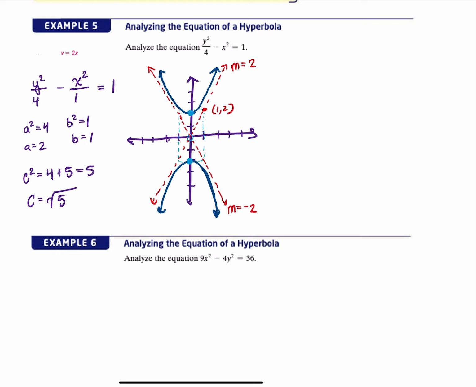Now let's list our attributes. So the center is at 0, 0. Our focus points, we should travel a distance of the square root of 5, in this case above and below the center point, since it's vertically oriented. So we should have one at 0, positive root 5, and one at 0, negative root 5.